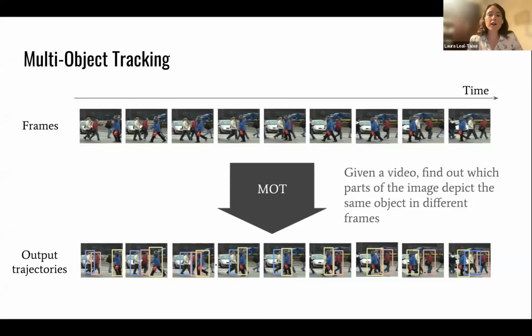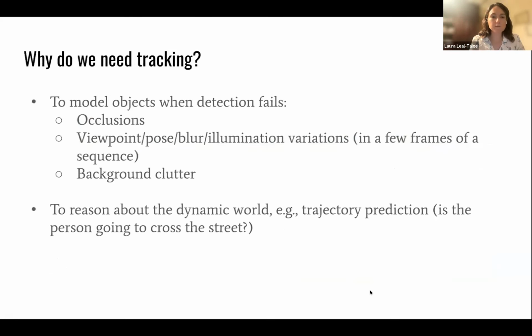The multiple object tracking problem is the one where you have a series of frames in your video, and given this video, you want to find out which parts of the image depict the same object in different frames, right? So you want to end up obtaining trajectories that look like this. They could be represented by bounding boxes, they could be represented by segmentation masks, but at the end of the day, the hard problem is to actually connect these boxes across time so that they depict a coherent trajectory.